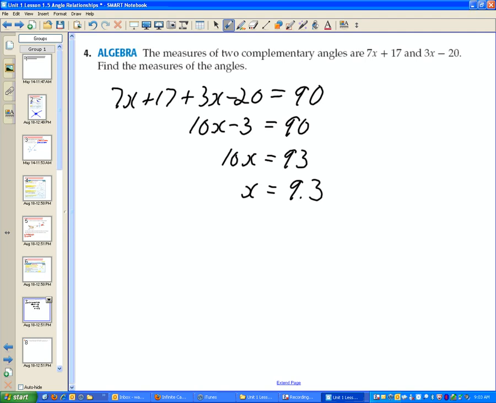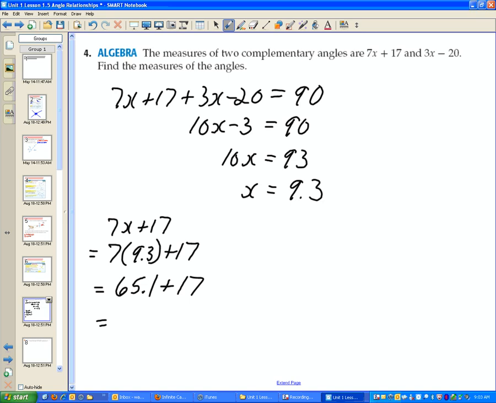Once you get x, see if you got what I got. Did you? All right. Now we're supposed to find the measures of the angles. So one of them is 7x plus 17. So that becomes 7 times 9.3 plus 17. All right, so somebody use your calculator for me. What's 7 times 9.3? 65.1 plus 17.